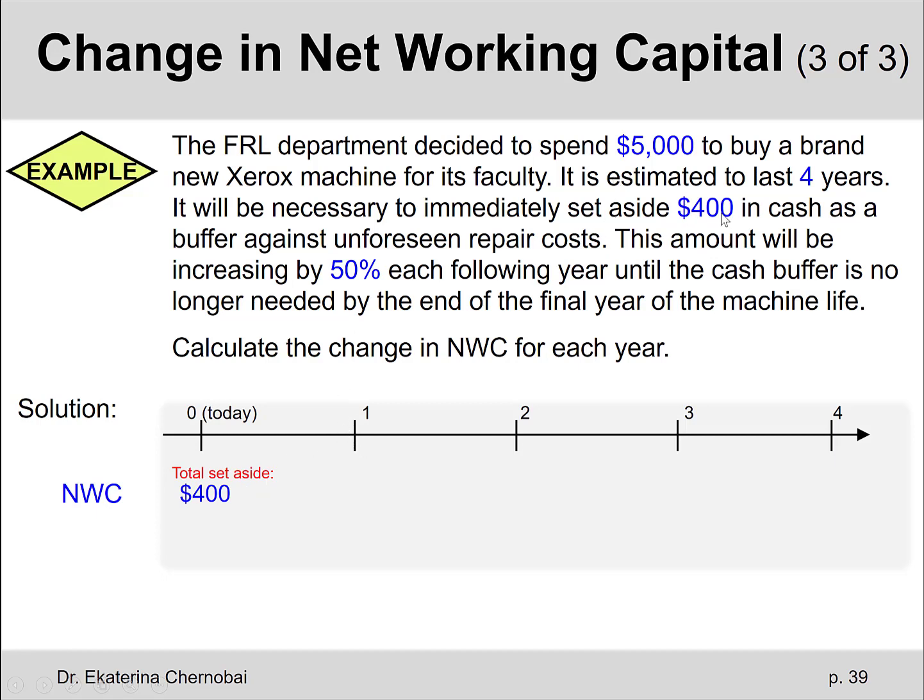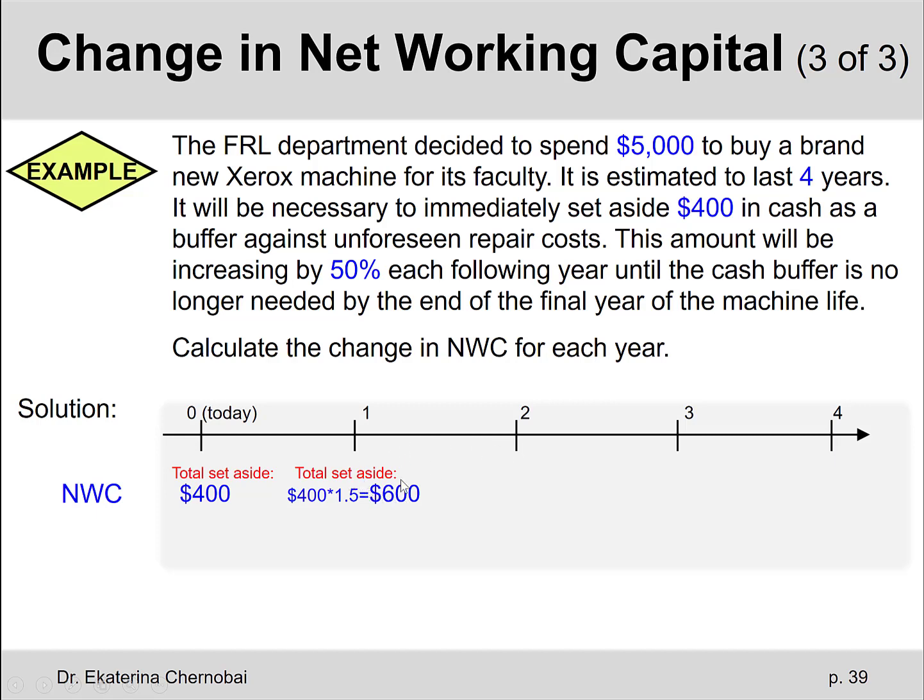So what do we know in this problem? This amount of cash will be increasing by 50% each year, right? So what is 50% more than $400 in year 0? We can calculate it by multiplying 400 by 150% of that, or by multiplying by 1.5, which gives $600. So as of end of year 1, we will have a total of $600 as our cash reserve.